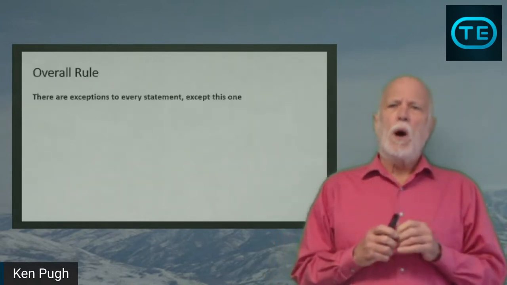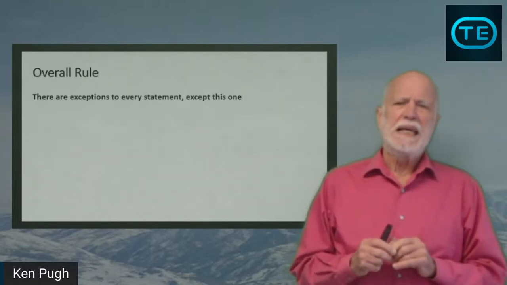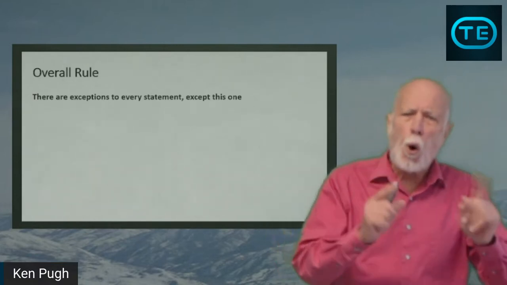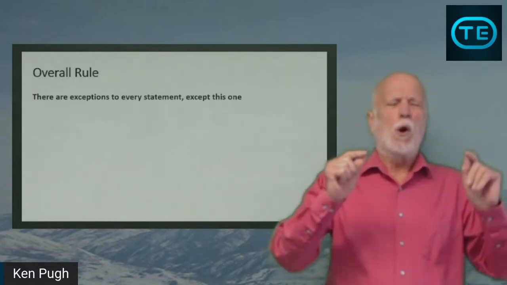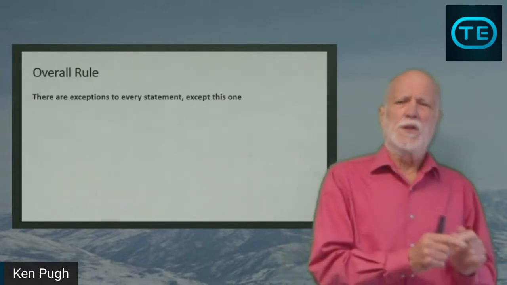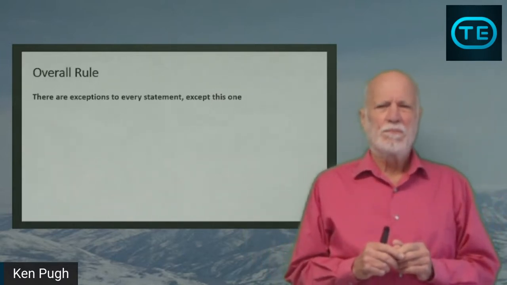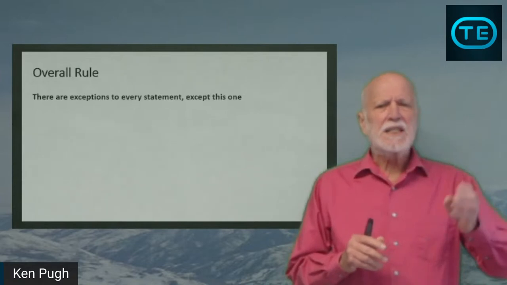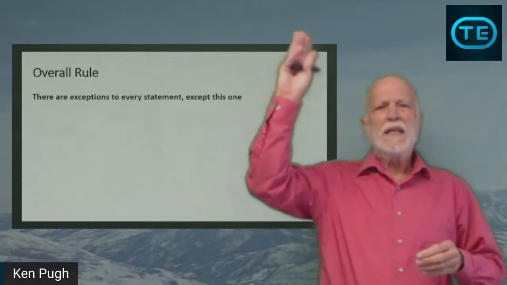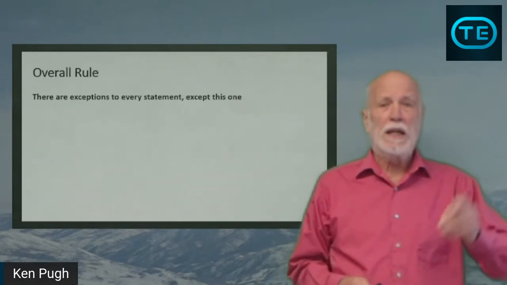So I've got a few overall rules. There are exceptions to every statement except this one. And what do I mean by that? When I say you always ought to do something, I don't mean always, always, but usually always. And when I say you never should do something, I don't mean never, ever, but usually never. So if I say something, you go, that's not going to work here. Feel free to raise your hand with the exception, because we learn by the exceptions as well as by the rules.